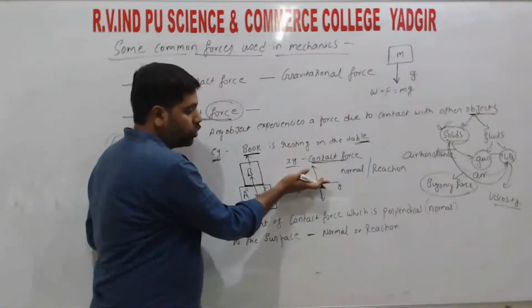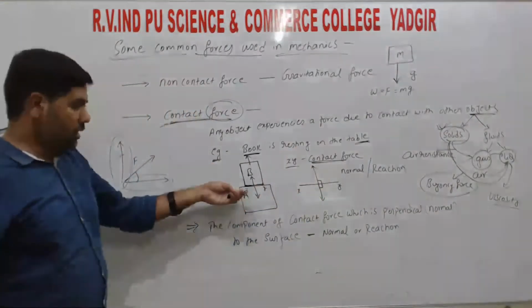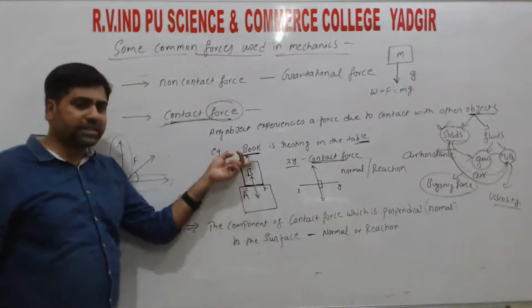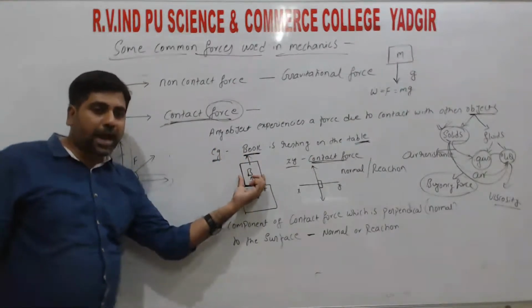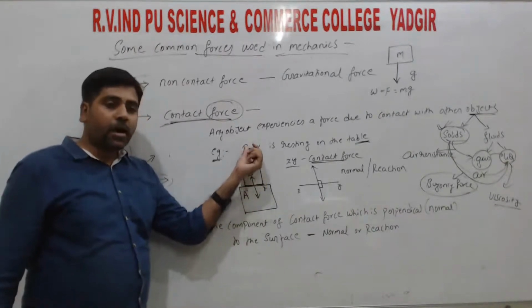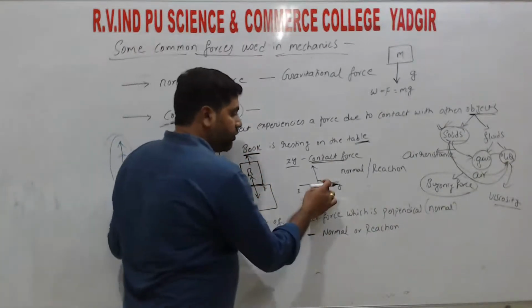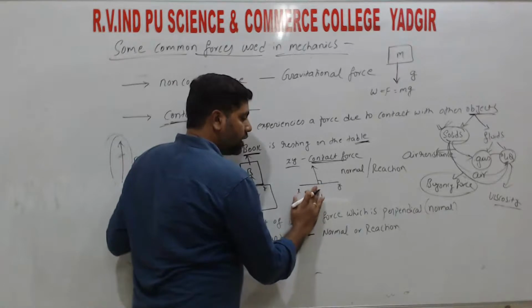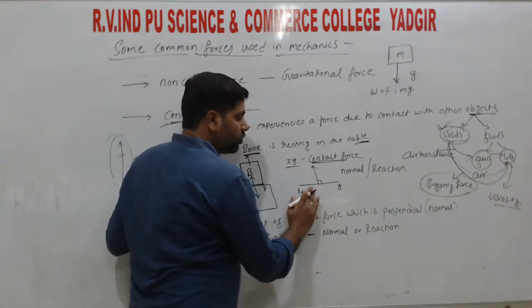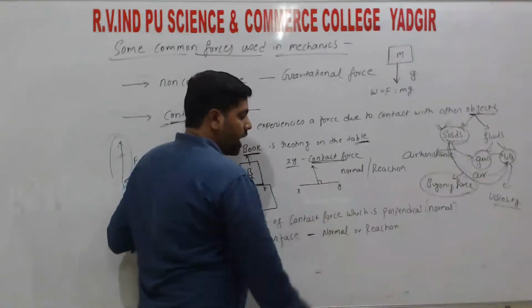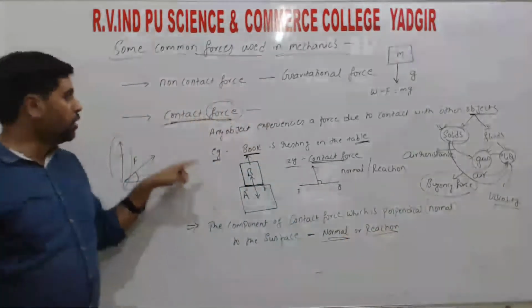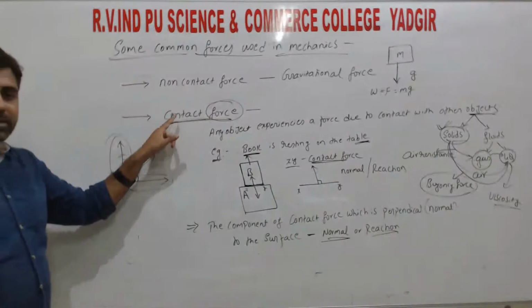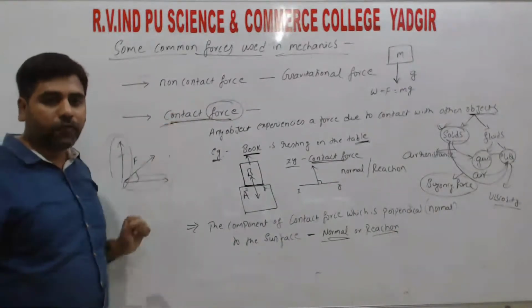So it may be upward, it may be downward, which is always perpendicular. So when a force acts on this object, it should always be perpendicular, and in the maximum case we will take it in the upward direction, right? So that force we call as normal or reaction. So this is the one force we are going to discuss, that is in the contact force, right?